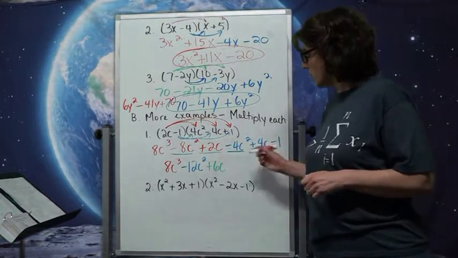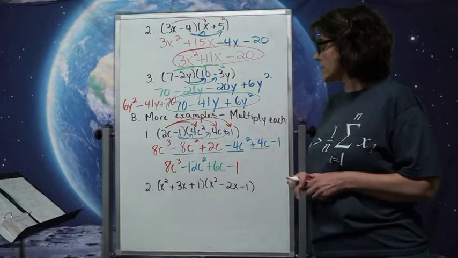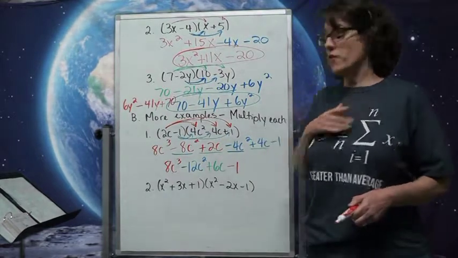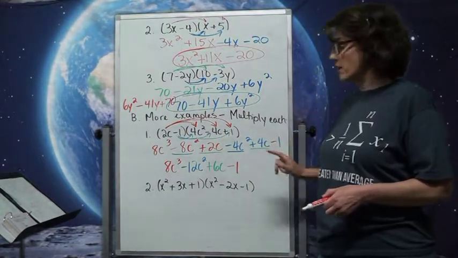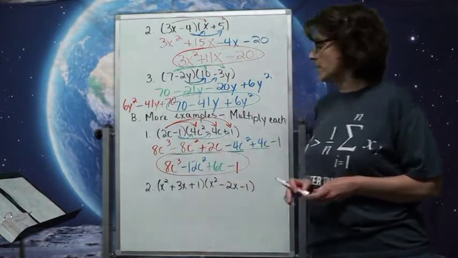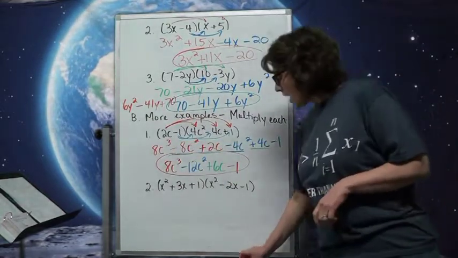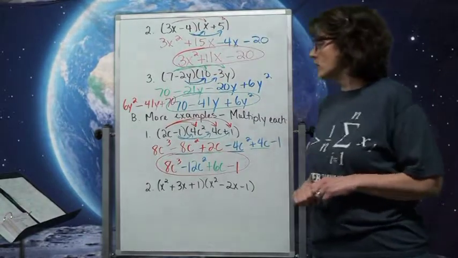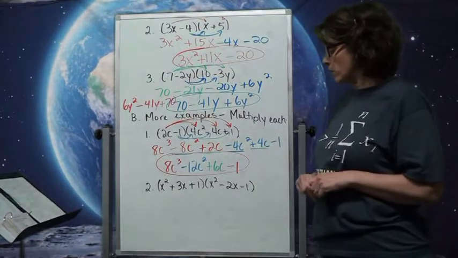And then this negative 1 in the back doesn't combine with anything, so I'm dragging it down, keeping the name tag on there. Sign in front's the sign that goes. None of these are like terms, so I'm stuck, and that's as good as that one gets. All right, one more, and then we're going to take a look at our vertical format with multiplication.